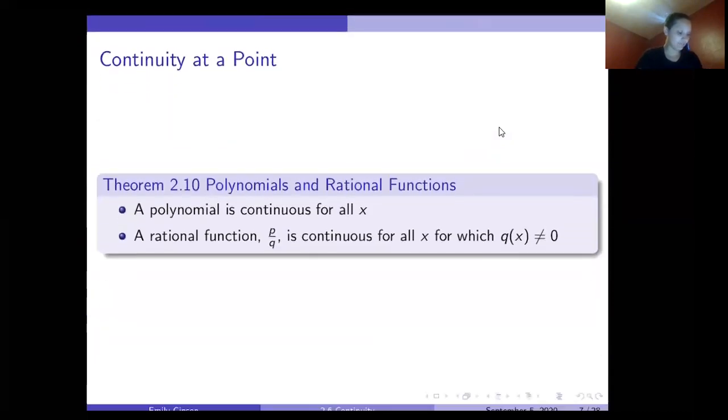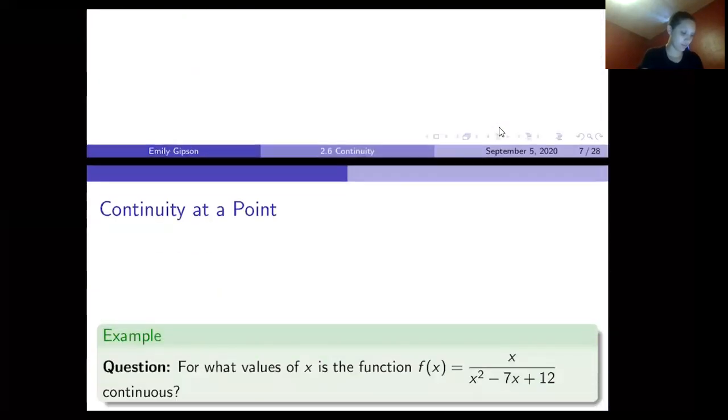So x is continuous, x squared is continuous, x cubed is continuous. Here's theorem 2.10. A polynomial is continuous for all x. And a rational function, that is one polynomial divided by another, is continuous for all x for which q of x, our denominator, does not equal 0. So let's see some examples.